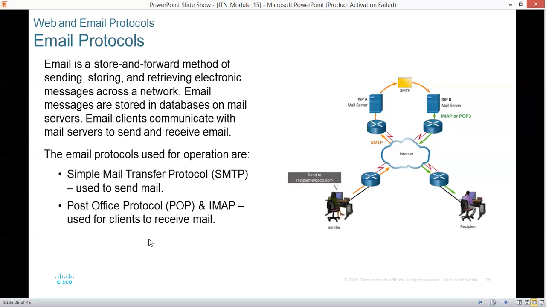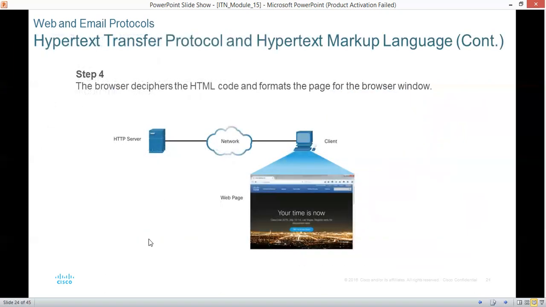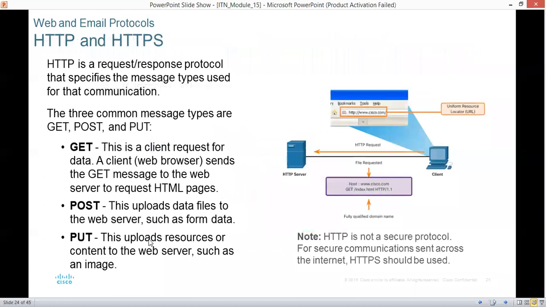Sorry, Dr. Daniel. If you don't mind, can I take you back 2 slides, please? Okay. Post and put. You know, these 3: GET is where the client is requesting from the server. Yeah, the POST. So where is the response of the server?